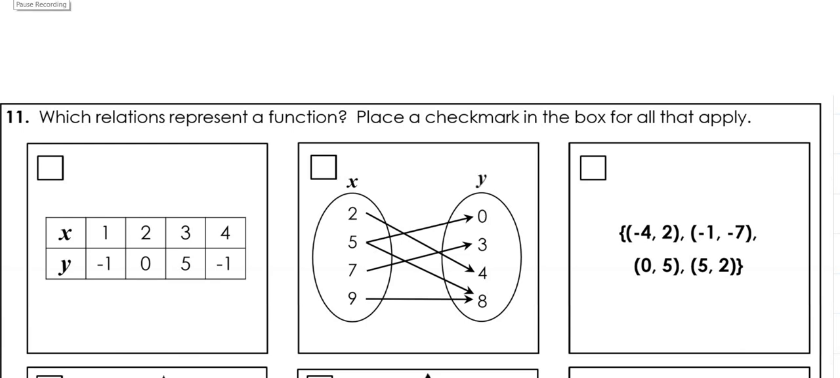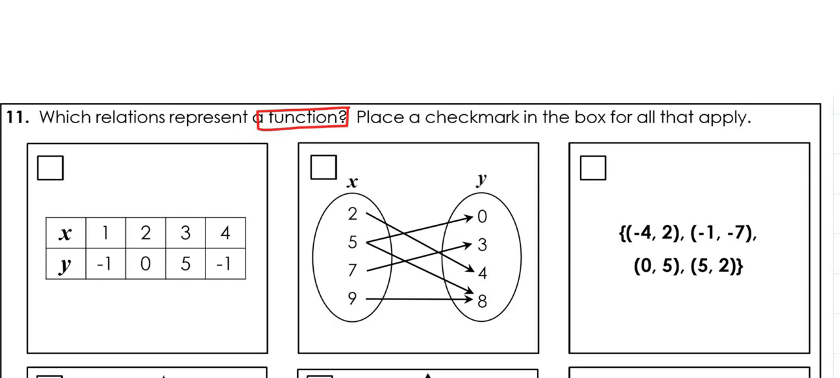Number 11 on page 2. Let's get started. Which relation represents a function? Place a check mark in the box for all that apply. So we're trying to figure out which of these is a function. So we're going to go through each example and say yes or no.